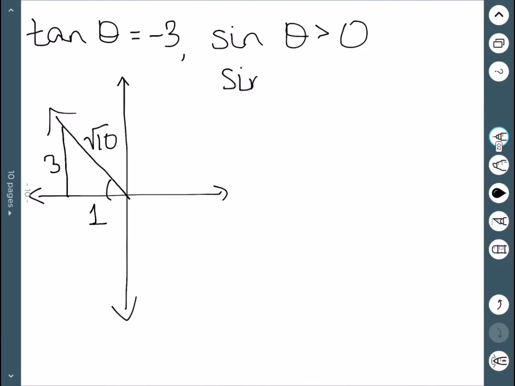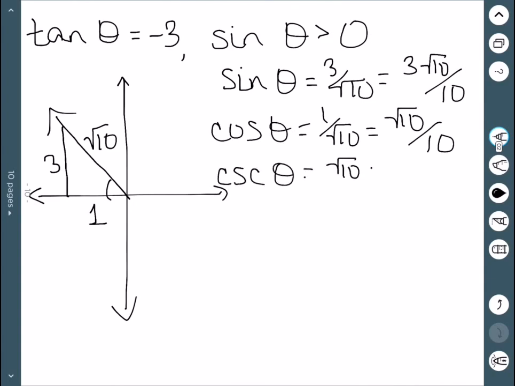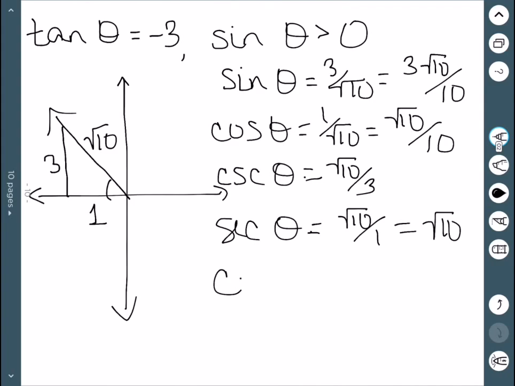Now I can find the rest of my trig functions. Sine will be opposite over hypotenuse, which is going to be 3 square root of 10 over 10. Cosine is adjacent over hypotenuse, which is square root of 10 over 10. We already have tangent. Cosecant is hypotenuse over opposite. Secant is hypotenuse over adjacent, which is just the square root of 10. And then finally, cotangent is adjacent over opposite. So we are able to find all 6 trig functions.